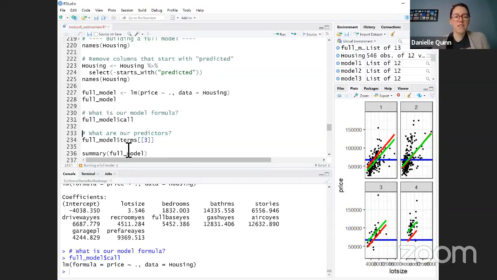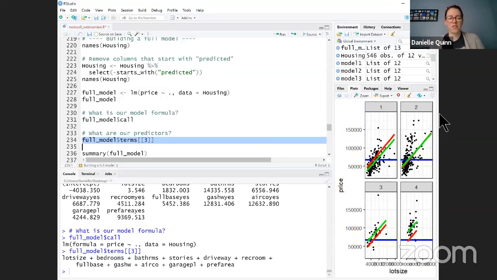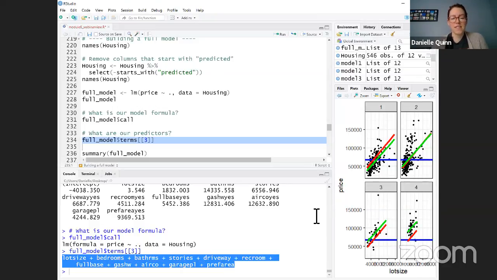If you are ever looking at a model and you're like, I can't remember what full model actually was, you can look at the component called call, and that will say, here's what you actually typed out to build that model. So that can be helpful. We can use this piece of code, which we saw back when we were talking about AIC, to say, what are all of the terms? And that will actually write all of those out, saying, in the formula, this dot actually gets translated to all of this. Those are all of the other columns.